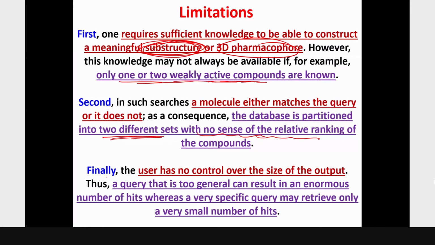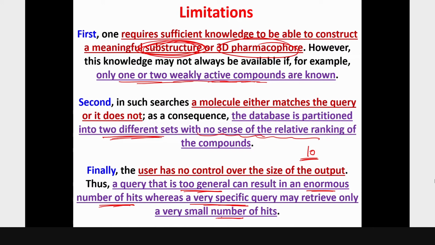Then there is a third limitation also, that you do not have any control over the size of the output. Suppose you want to generate only a small number of compounds, like if you are interested only in the top 10 compounds. But with these particular methods, all these 29,000 some molecules are coming into picture. If your query is very general, for example a simple molecule like benzene, this is going to generate an enormous number of hits. Whereas if your query is very specific, it will give you a very small number of hits.